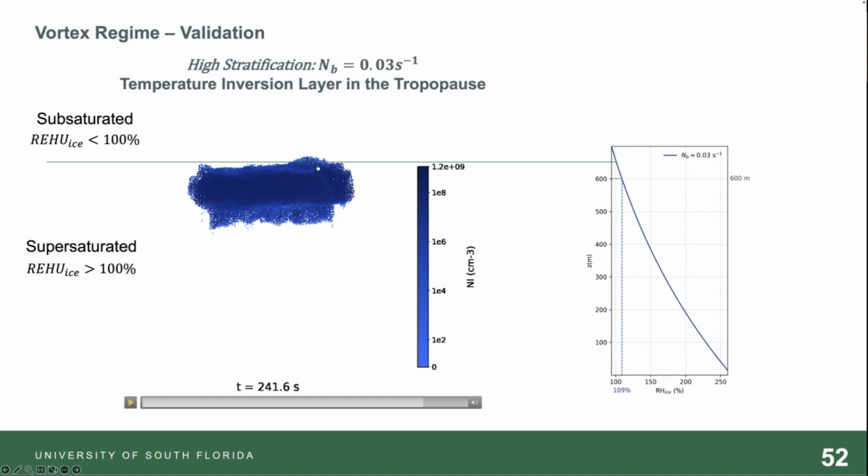But what we can see here is that the secondary wake does ascend, but the contrail never starts showing in the subsaturated region of the atmosphere.